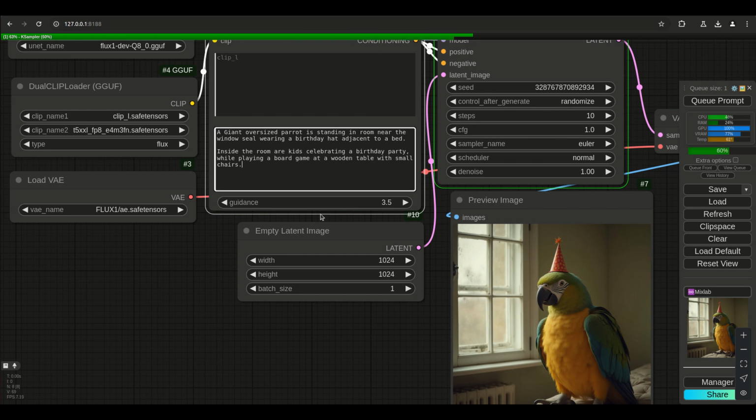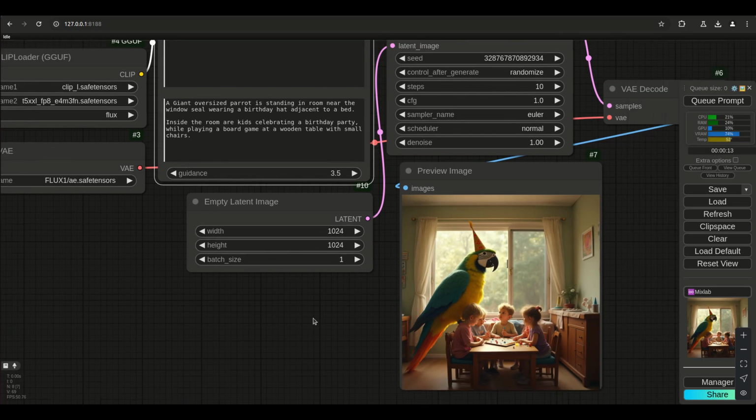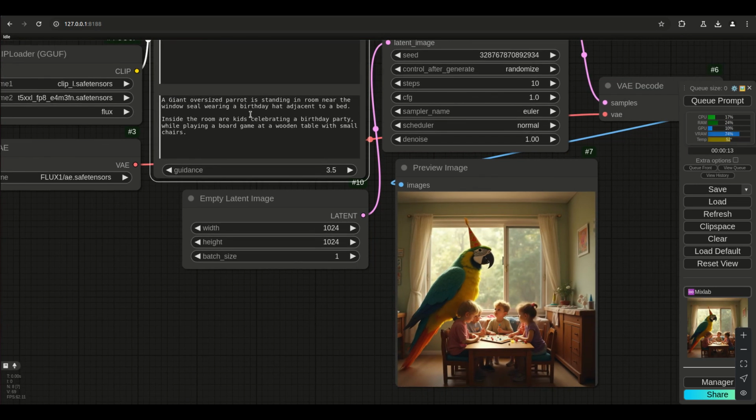If you choose not to describe something that much, that's what it's not going to talk about. So we talked about the oversized parrot and gave a pretty good description of everything: windowsill, birthday hat, bed. And then there's the kids playing the board game. So the bed is less important and you don't see it as much anymore.